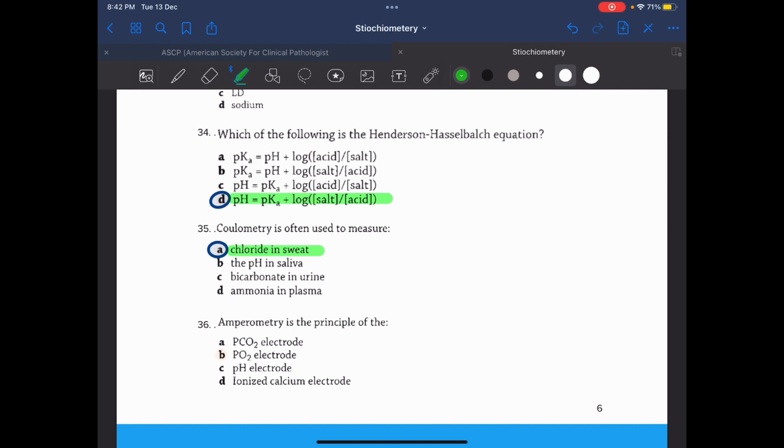Question 36. Amperometry is the principle of PCO2 electrode, PO2 electrode, pH electrode, ionized calcium electrode. The correct answer is PO2 electrode. So the correct answer is B.